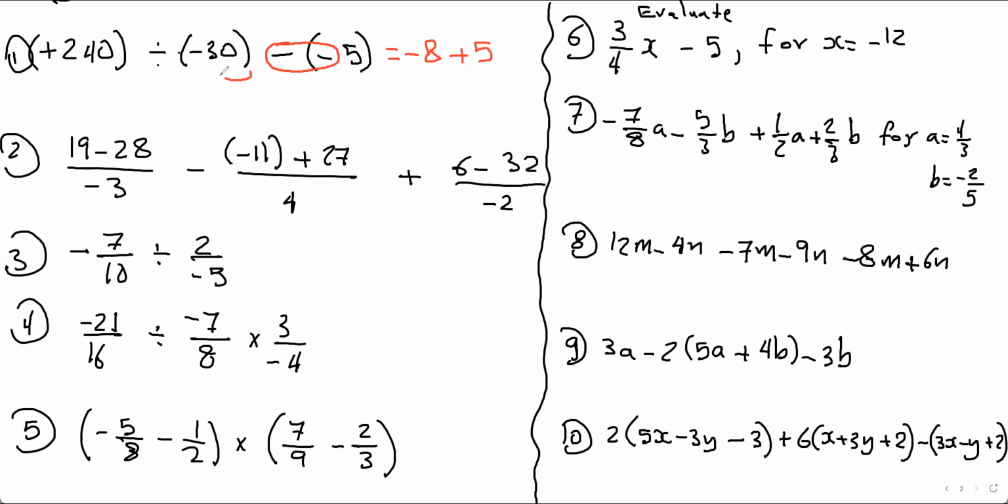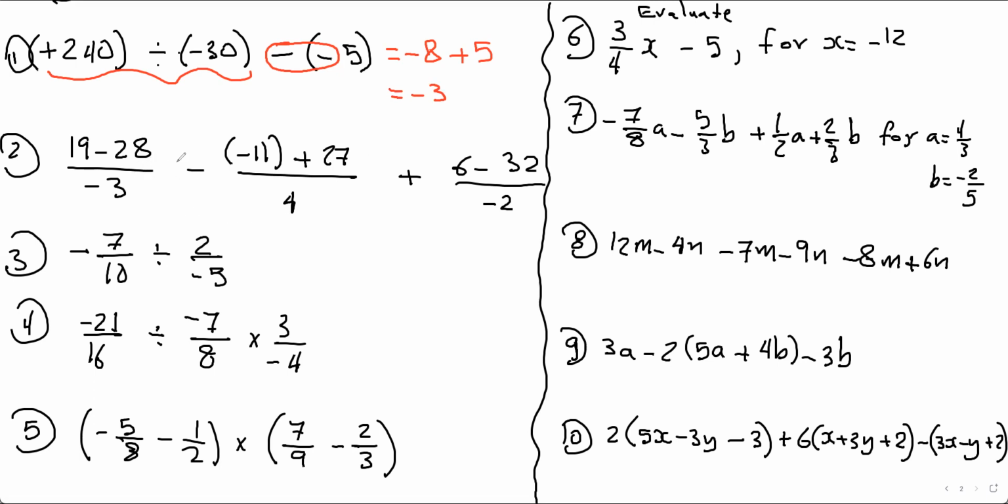So what we did first, we did this here. Division before addition and subtraction. So we got negative 8 when we divided 240 by negative 30. And then these two negatives became positive. So we just did that here now. Negative 8 plus 5 is negative 3.